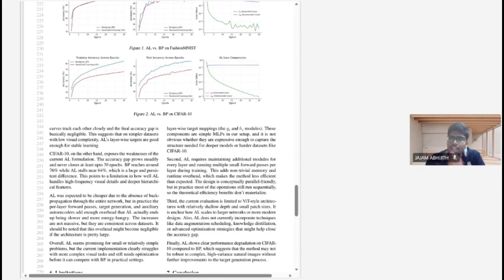On Fashion MNIST, AL behaves almost exactly like BP in terms of generalization. The curves track each other closely, the final accuracy gap is basically negligible, and everything looks good. This tells us that on simpler datasets with low visual complexity, AL's layer-wise targets are sufficient for stable learning. The mechanism fundamentally works, which is encouraging.